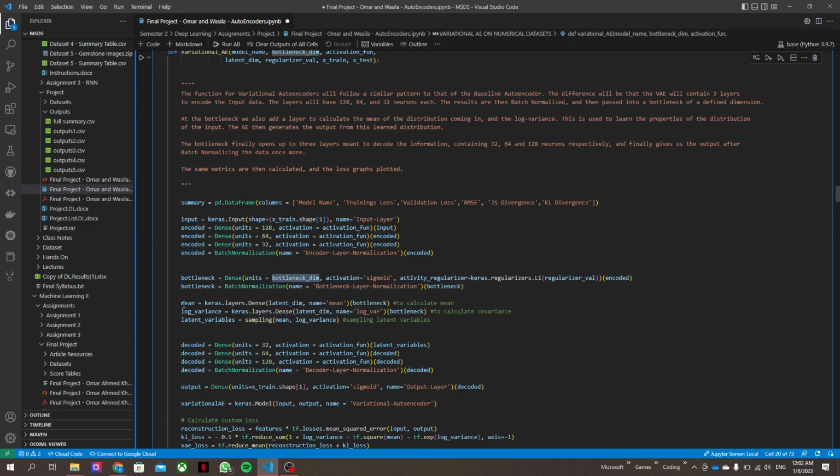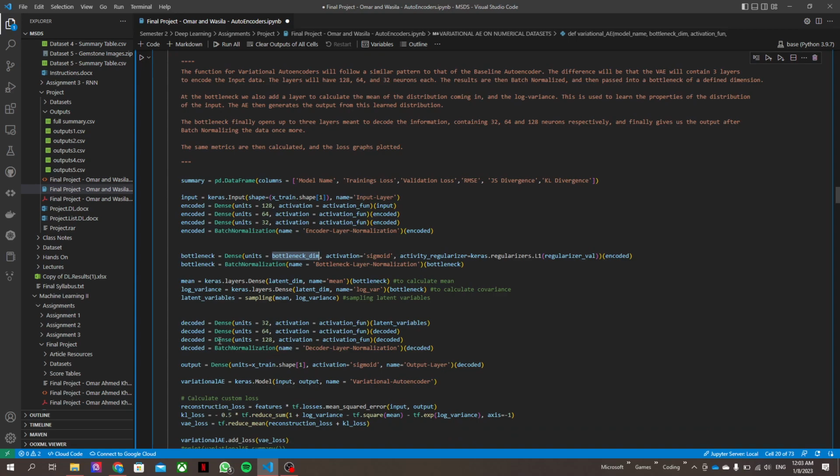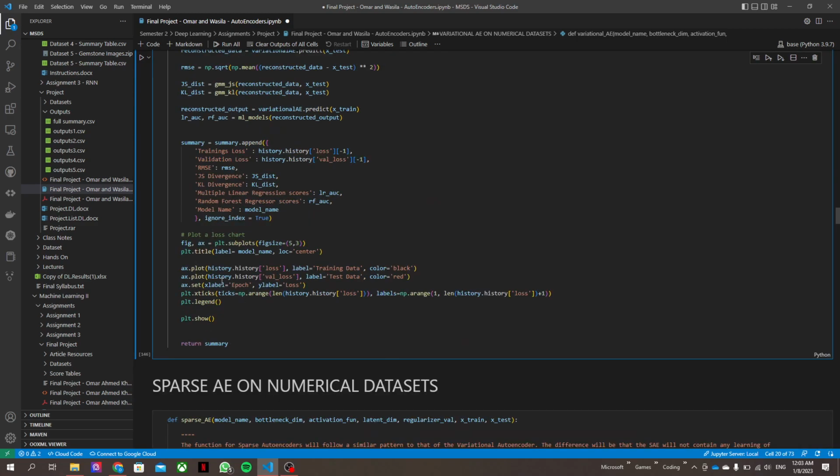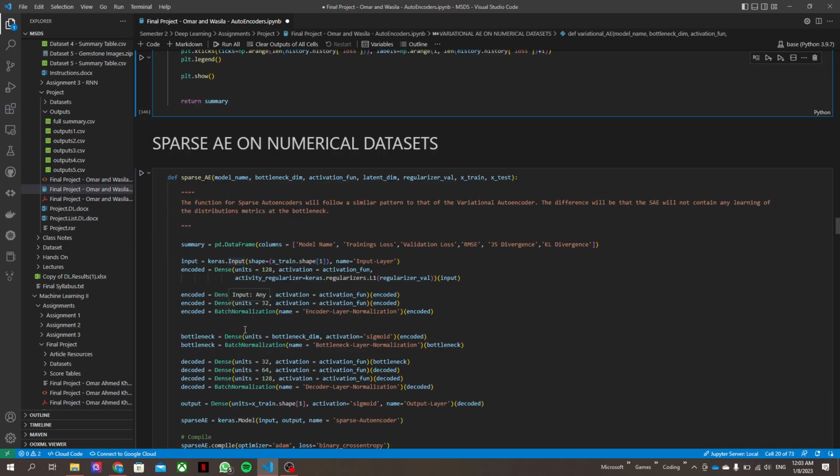Once this has been predicted, the mean and the variance, you pass them essentially through the decoded layer. So the decoded layer, we have three of them. The first one having 32 neurons, then 64, and then 128. And once the output is received, we normalize it using batch normalization and pass it on to the output layer. That is essentially the structure of your variational autoencoder. After that, it essentially does the same things as the others. It calculates the metrics, appends them to the table, plots the graph, and we move on.